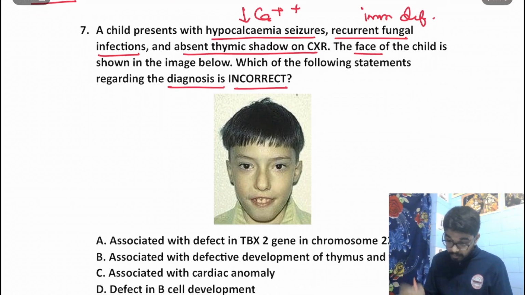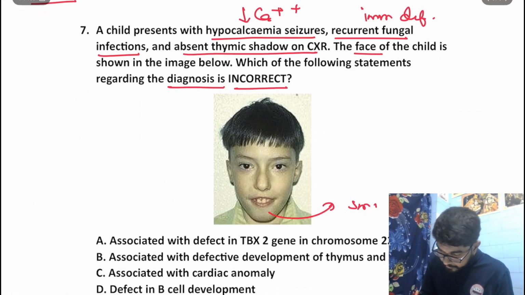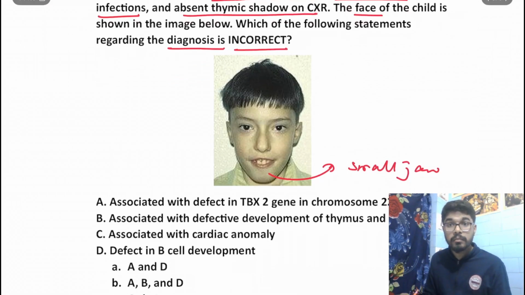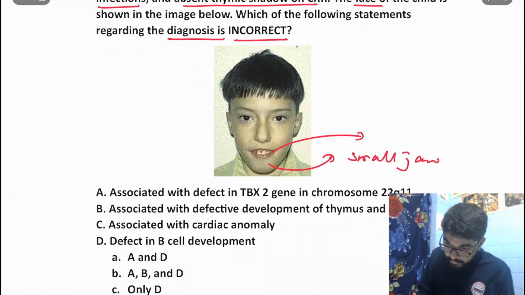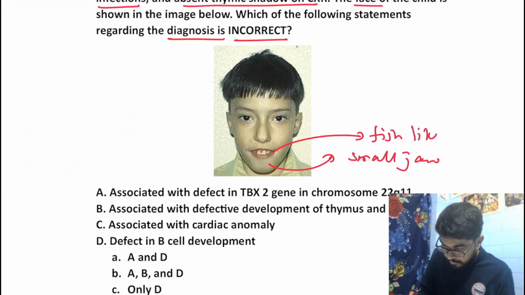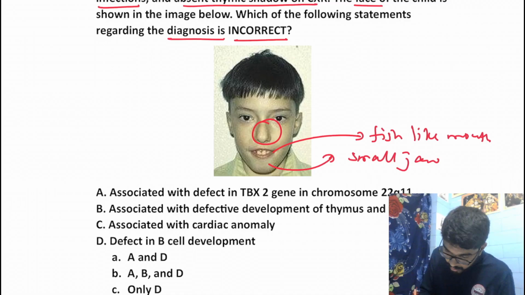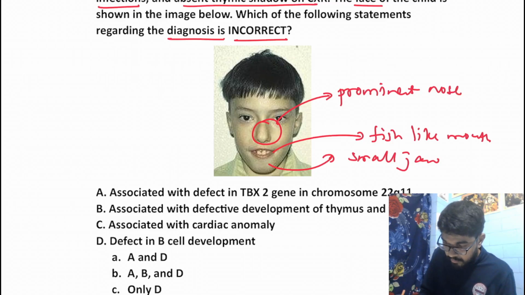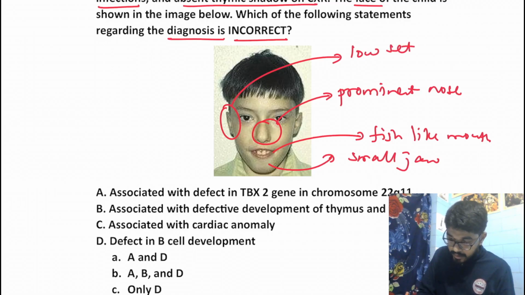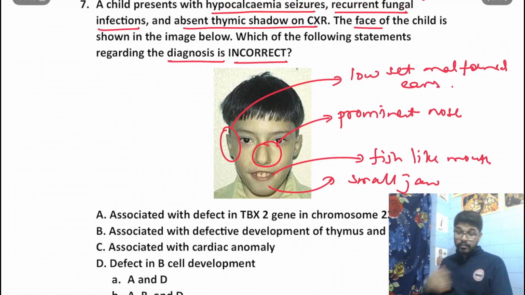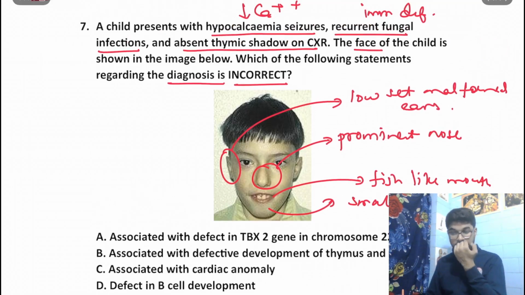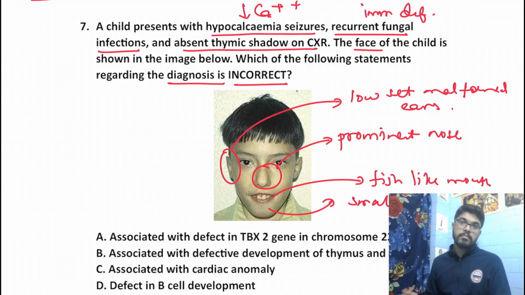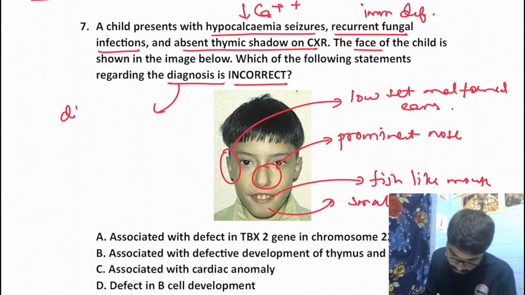And we get this abnormal facies where we get a small jaw, a fish-like mouth, a prominent nose with a bulbous tip, and we also get low set, malformed ears, right? So everything over here, hypocalcemia, immunodeficiency, absent thymic shadow, and this abnormal facies suggests a diagnosis of DiGeorge syndrome.